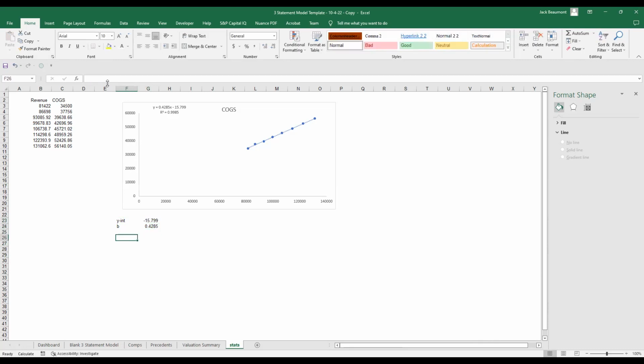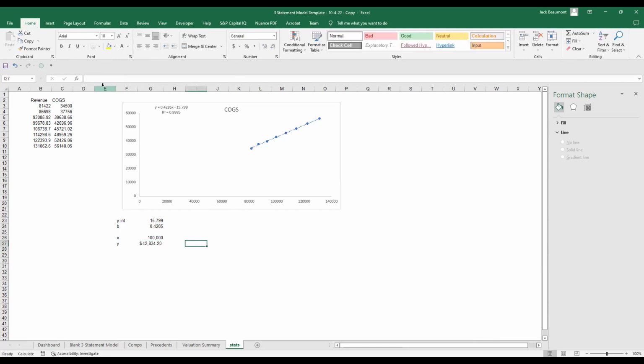So let's say x is what our revenue will be. If we have $100,000, what is our cost of goods sold going to be? Well, y equals x multiplied by the slope. Let's put some parentheses around there, and then add the intercept. So it should be around 42,000. Let's see if that is true on our graph here.